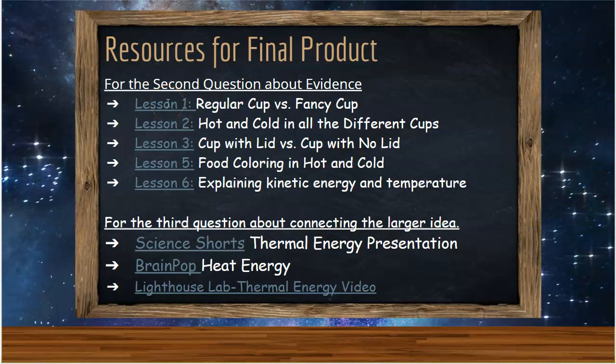So for the second question about evidence, where it's asking you what did you learn from the lessons, what evidence do you have that helps you support where you decided to place each one of those items in the house? Here are all the lessons that we did as a class. So regular cup versus fancy cup, the hot and cold in all the 4 different cups, the cup with a lid versus cup with no lid, and the food coloring in hot and cold. And then as a class, we did the explaining the kinetic energy and temperature. So you can reference all of these, and you should be using one of them or a few of them to help you with that second question about evidence.